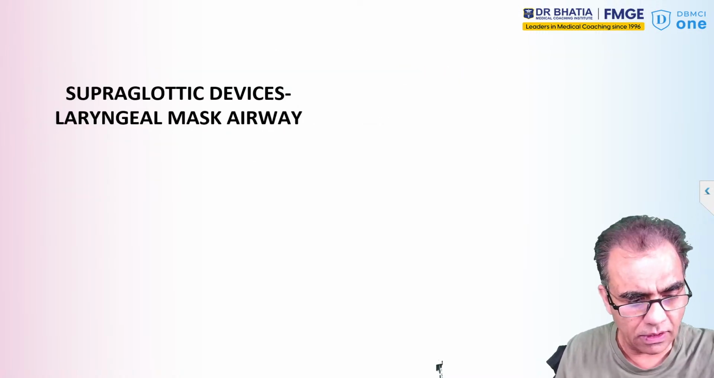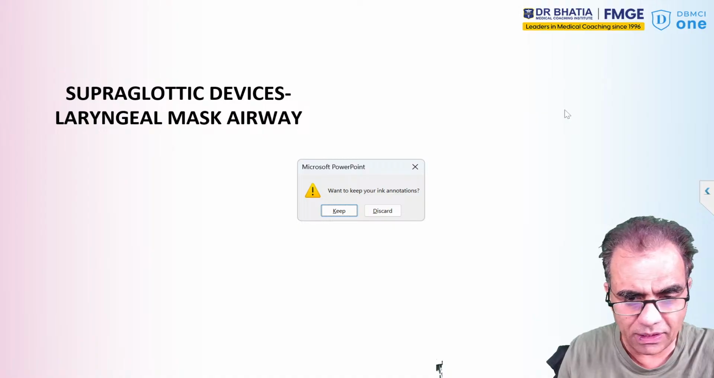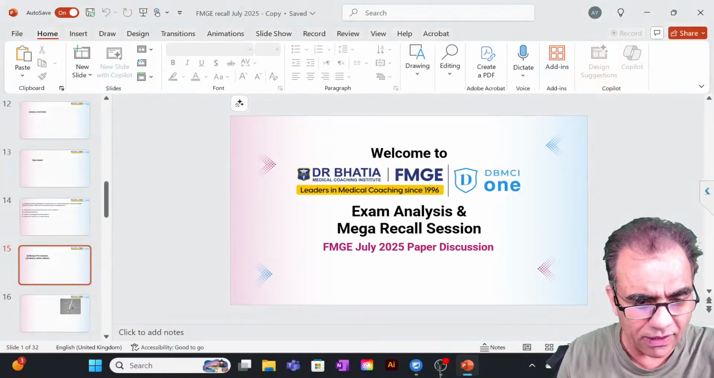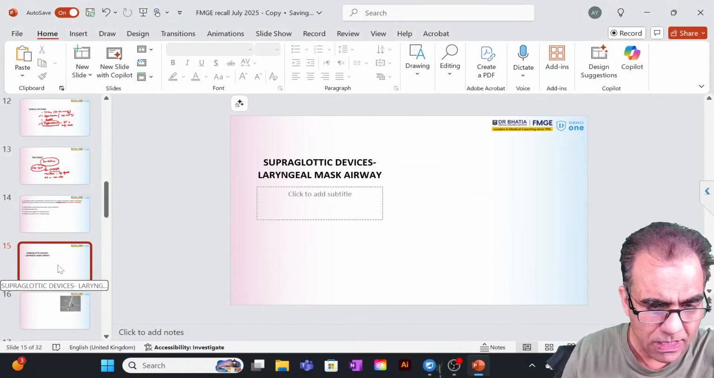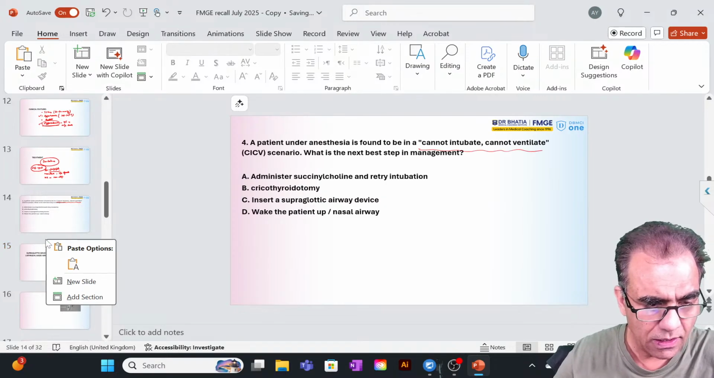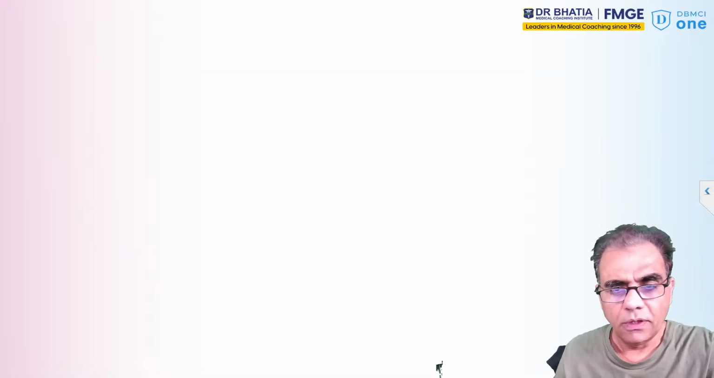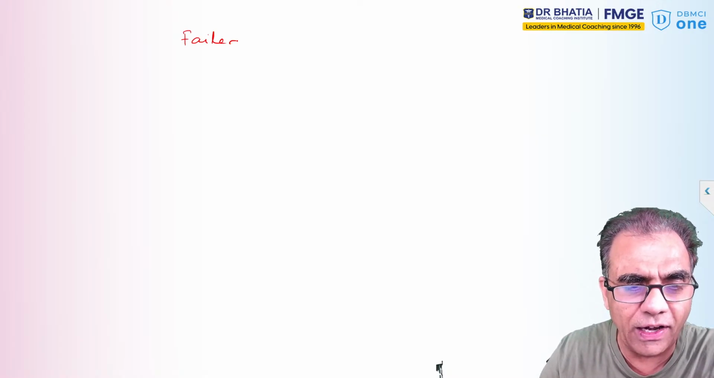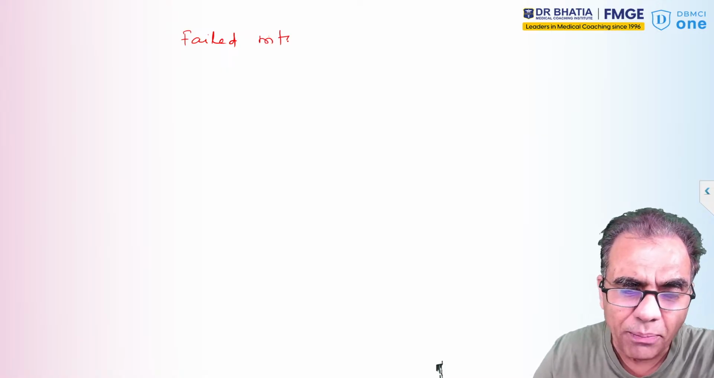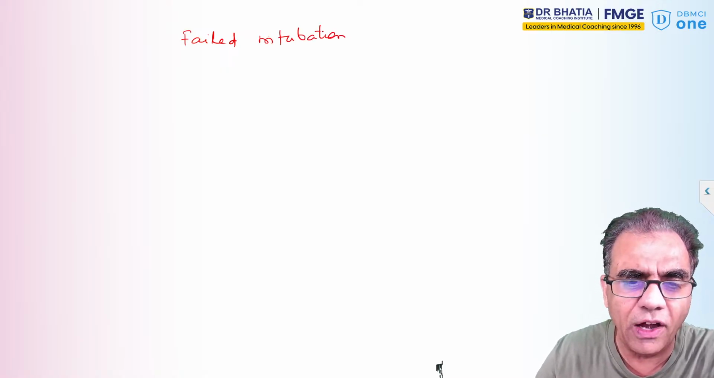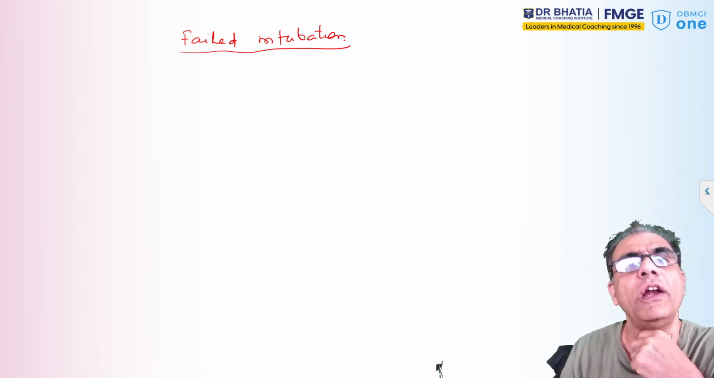Let me add one slide to it. So the patient is a difficult intubation, or in other words, I will say the patient is actually a failed intubation. Not only difficult, it means you tried intubation and you have failed. You're not able to intubate the patient: failed intubation.